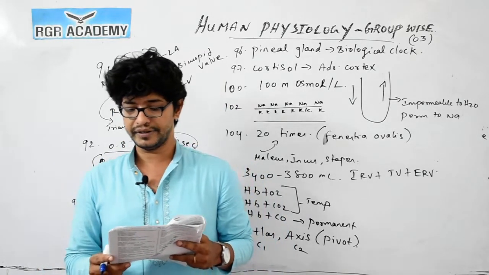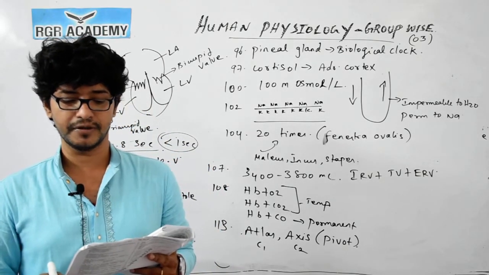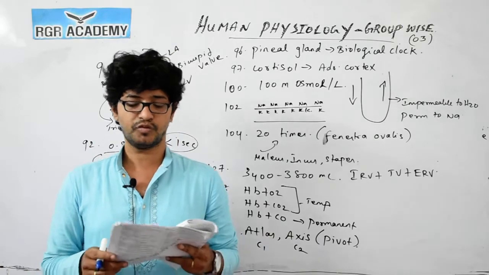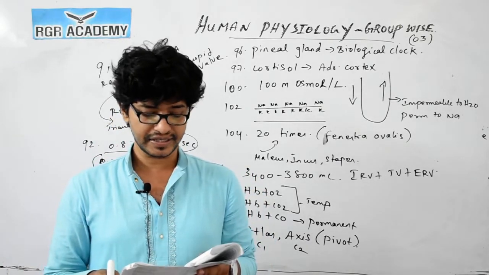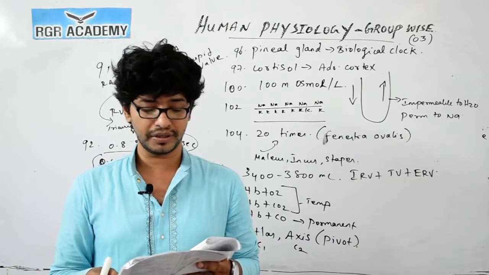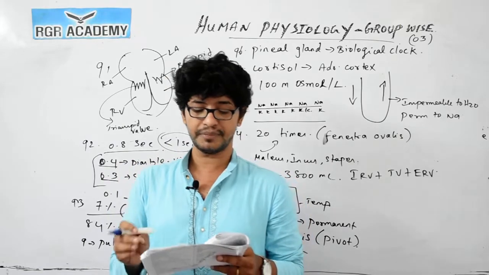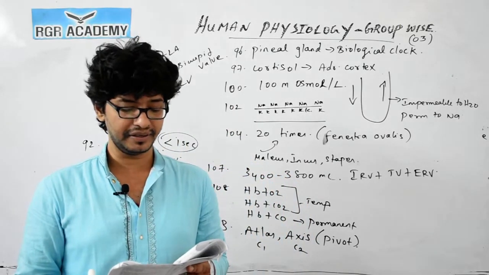Question number 115. Which of the following animals has two separate circulatory pathways? Frogs, no. Sharks, lizards, you would have studied in the animal kingdom, right? Whereas the whale is a mammal, and in mammals two separate circulatory pathways are found. That is systemic circulation and pulmonary circulation.